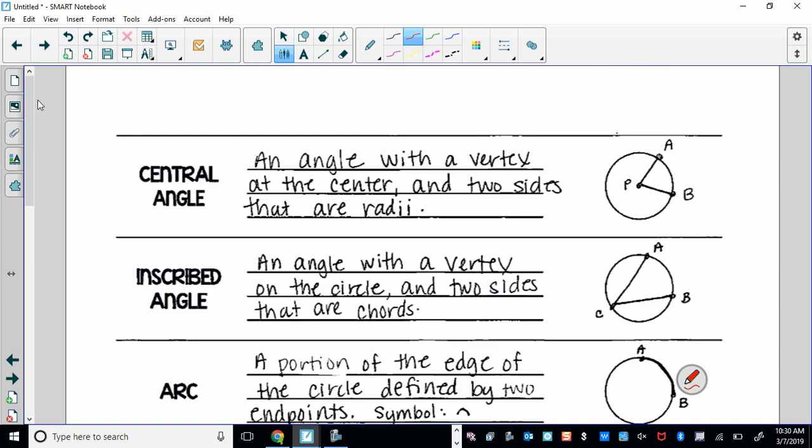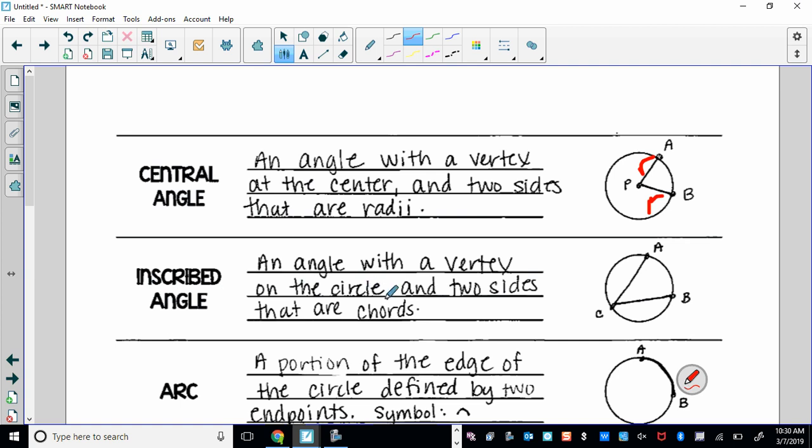All right, next definition. What is a central angle? I mean, the word itself kind of guides you to what it is. It's the center angle. An angle with the vertex at the center and the 2 sides are radii. So this is going to be my radius. This is going to be my radius, right? That makes it the center of the central angle.